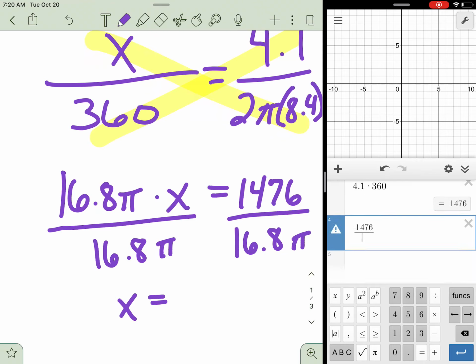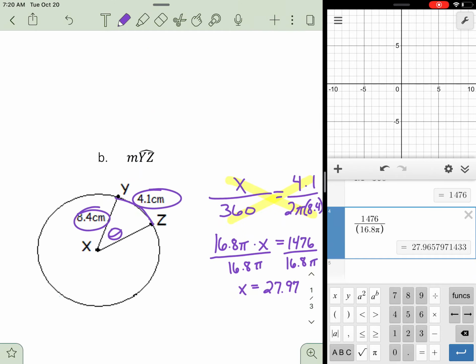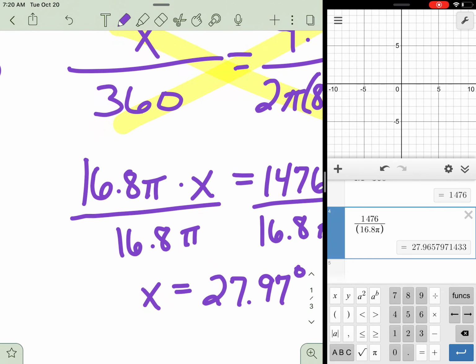1,476 divided by, notice I'm going to use parentheses here to make sure that pi is on the bottom as well. Sometimes students will make a mistake and put it on the top. Okay, and then you get 27.97. Okay, and that is our degree.